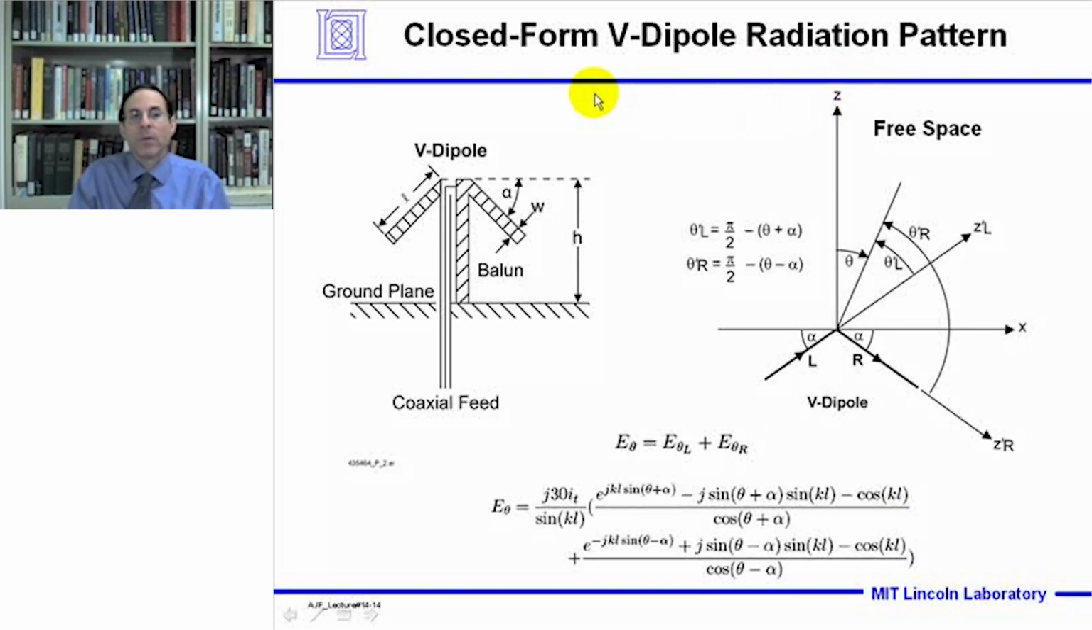Now, the radiation pattern of a V-dipole antenna can be calculated in closed form. This is for an isolated V-dipole antenna over a ground plane. This equation is derived in chapter 14 of the book. Basically, for the case where the currents are sinusoidal on the arms of the dipole, we can add up the contributions from the left and right arms of the dipole to arrive at this expression shown here. This equation depends on the tilt angle alpha of the dipole arms.